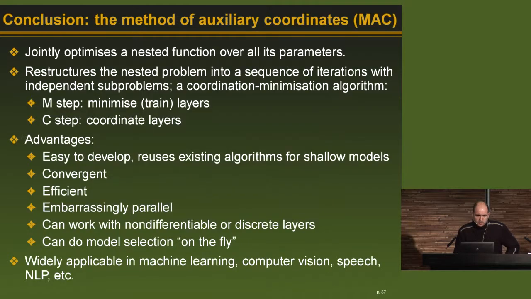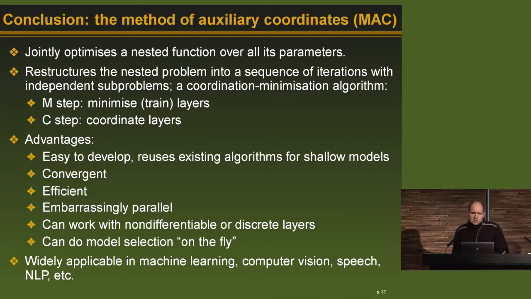So I will conclude here. The idea that we have proposed is a meta algorithm intended to optimize jointly a nested function over all of the parameters at once. And what it does is restructure the nested problem in a certain way that leads to a sequence of iterations, each having a lot of independent subproblems. So the algorithm can be seen as a coordination minimization algorithm, where the M step minimizes or trains layers, usually reusing algorithms that are already there. And the C step coordinates those layers, and that step usually has to be solved for your particular problem. But usually it is simple and sometimes comes out in closed form.